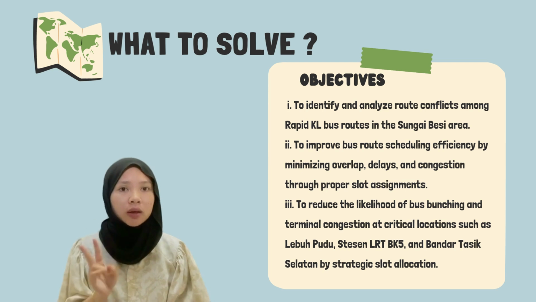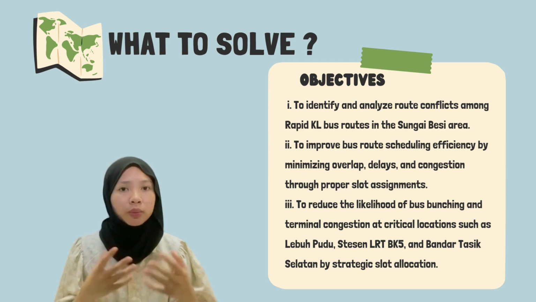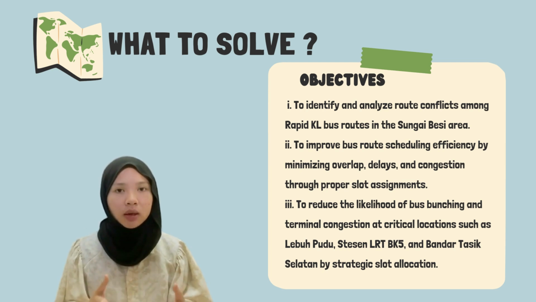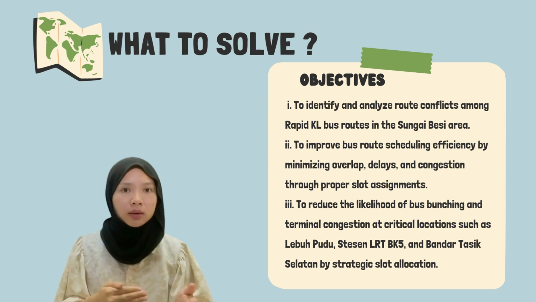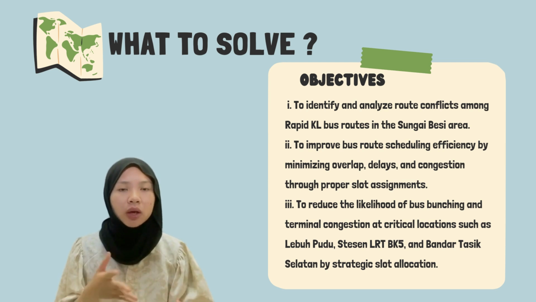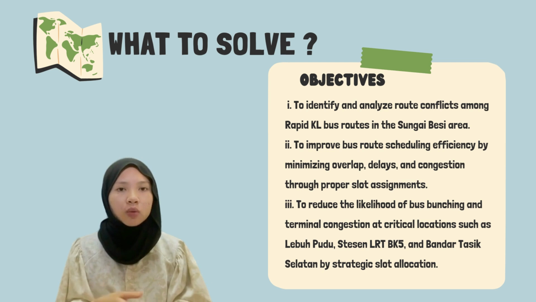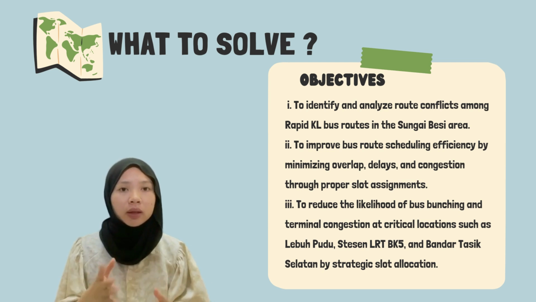Our second objective is to improve scheduling efficiency. We want to avoid overlaps in bus routes and assign appropriate time slots so the buses run smoothly without interfering with one another. By using graph theory and coloring algorithms, we can make sure that no two conflicting routes operate at the same time.